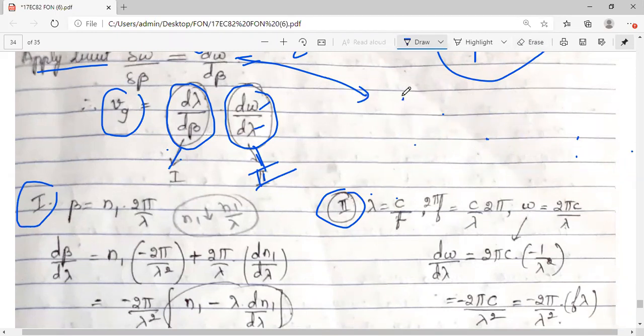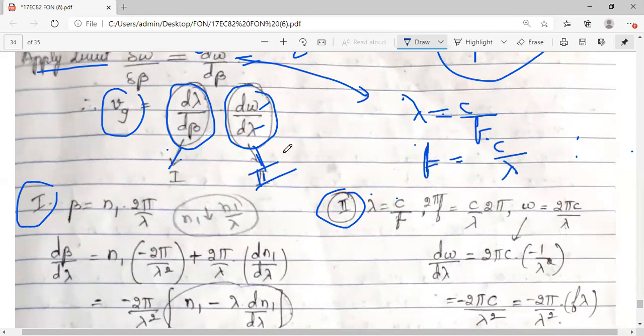Let me start with lambda is equal to c by f, or f is equal to c by lambda. Okay? Fine, f equal to c by lambda.